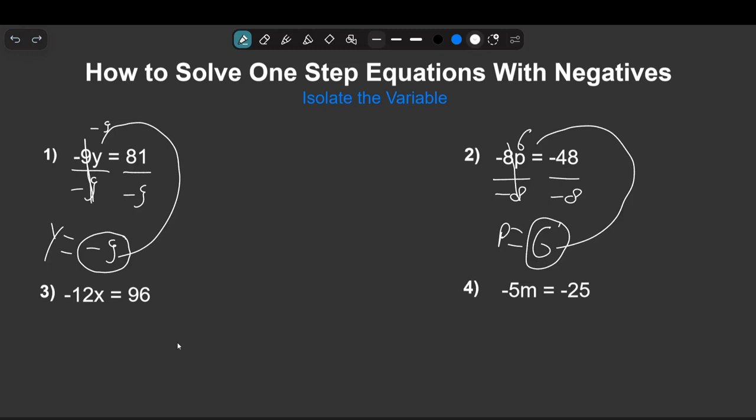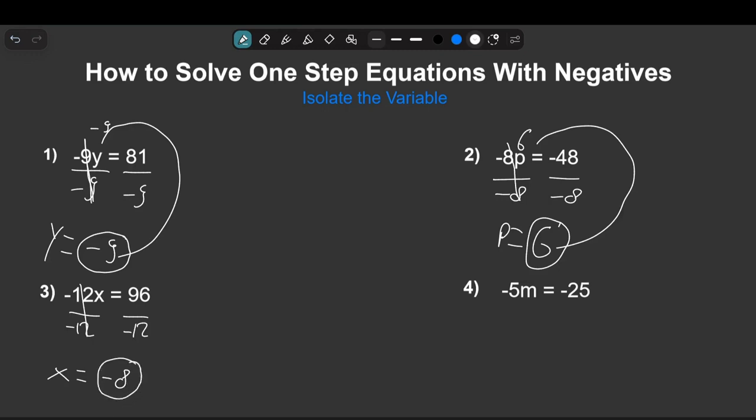Now let's go over to the third example where we have minus 12x equals 96. So again, we're gonna isolate the variable by inversing our operation. So we're gonna divide these two by minus 12. So these two again cancel each other out and we are just left with our variable. Now we just have to do 96 divided by minus 12. 96 divided by minus 12 will equal minus 8.